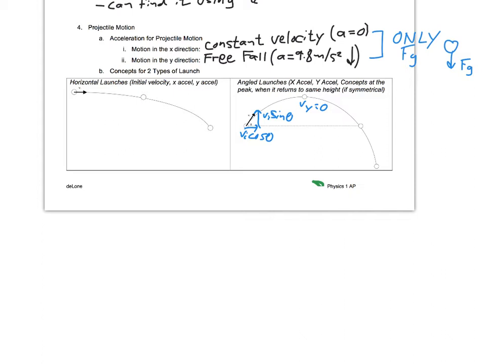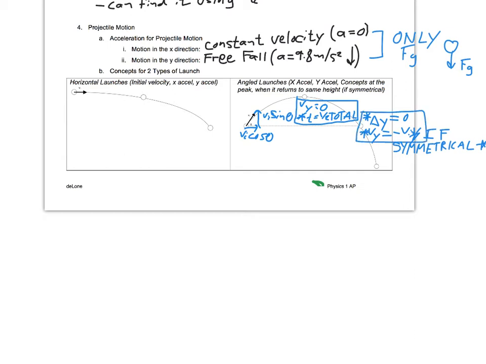Then we have a few concepts that are true only if it's a symmetrical launch, meaning it lands at the same spot that it was launched from. The first one is that if it's symmetrical, our time at the peak is half of our total time. The second thing we know is that when it returns to that same height, the change in y, delta y, is 0, and our y velocity at that point is just the negative of our initial y velocity. But again, those last three are only true if it's a symmetrical launch.